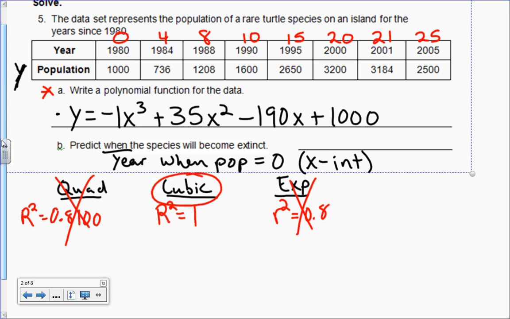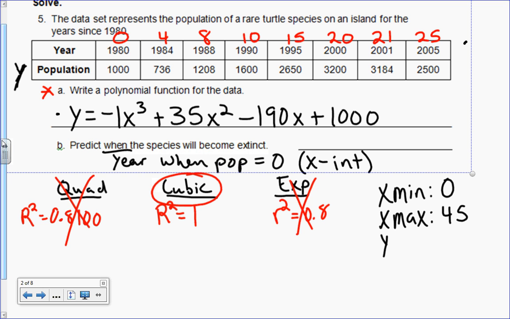Now you're going to have to change your window. So if you go to window on this one, look at the years. The years go from 0 to 25, okay? But at year 25, there's still 2,500 turtles. We want to know the year, so it's going to be past 25 years when there's 0 turtles. So my window here, I would make my x minimum 0. I'd make my x maximum something like 45, just to give myself some room. Leave the x scale, x SCL, as 1.